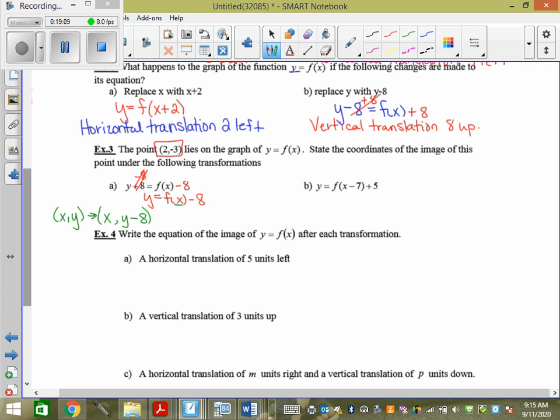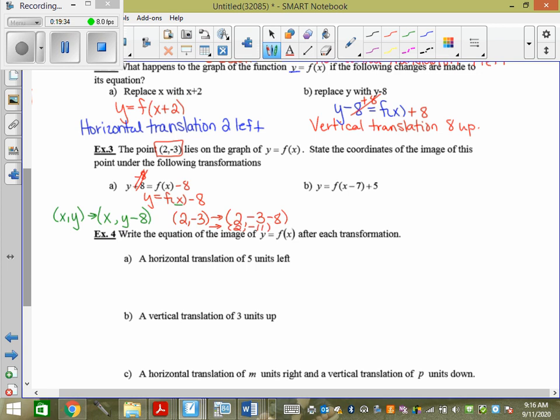Best friends? So I'm going to put my coordinate in. 2, negative 3 becomes 2, comma, negative 3 minus 8. So what's my new coordinate? 2 and negative 11.